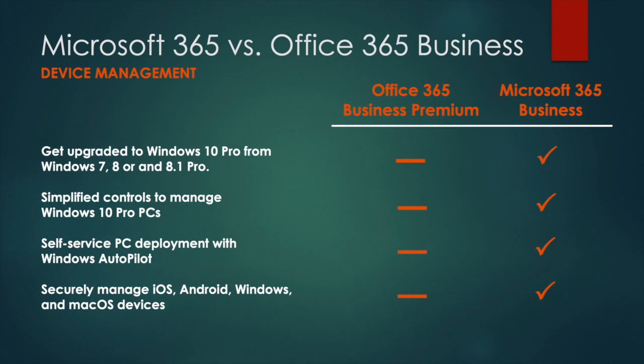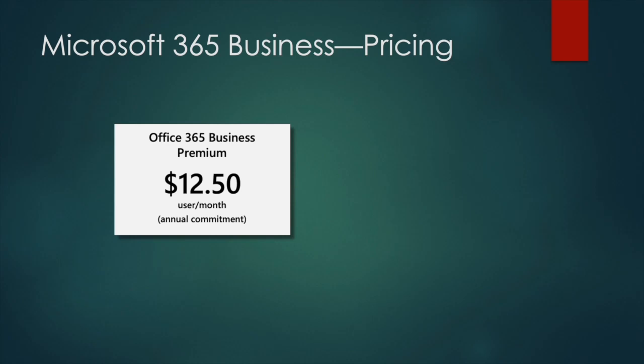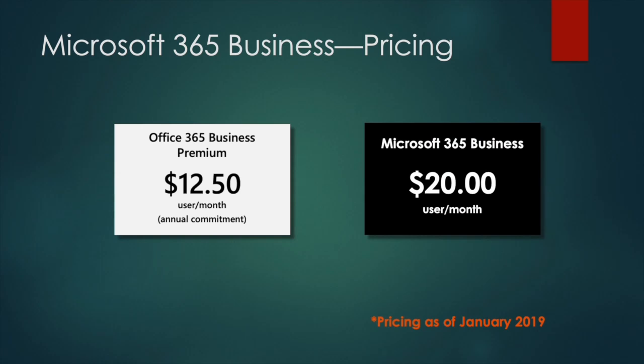So you're probably wondering about 2 things. First, what is the max number of users? And it's the same as Office 365, 300. And the second thing you're probably wondering about, of course, is what's the pricing for this? As of this recording, the pricing in the US is as follows. $12.50 per month for Business Premium. And for Microsoft 365 Business, it's $20 a month.